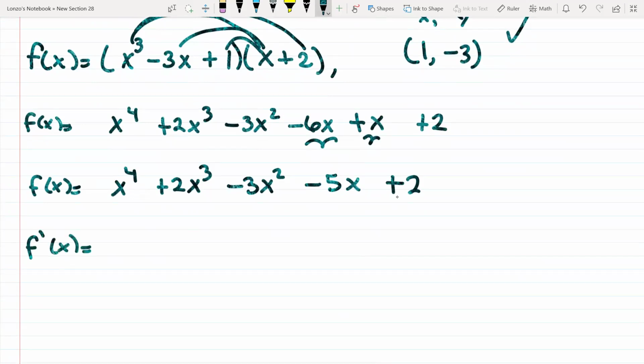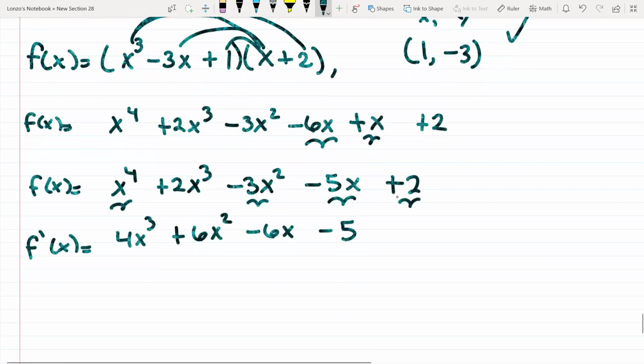I'm just going to apply power rule for each term. So the derivative of x to the 4th is 4x cubed. The derivative of 2x cubed is 6x squared. The derivative of negative 3x squared is negative 6x. The derivative of negative 5x is negative 5. And then the derivative of a constant is 0.